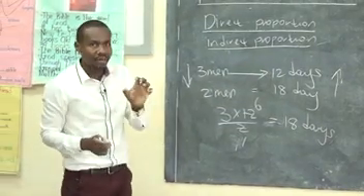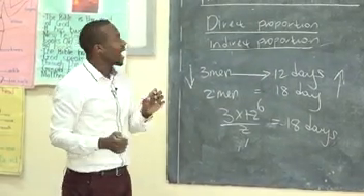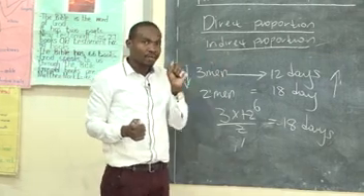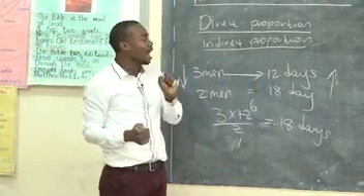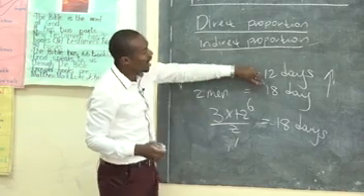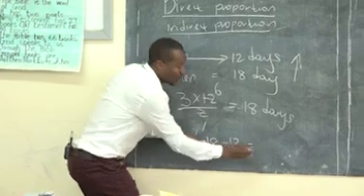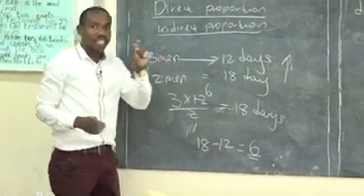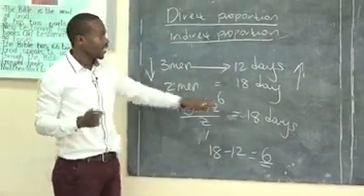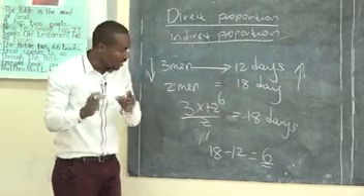And most of the time, the question will ask, how many more? The moment you see the word how many more days, you will have 18 days, subtract 12 days, which will be 6 more days. How many days? 18 days. How many more days? 6 more days.